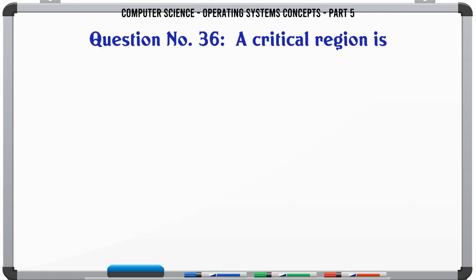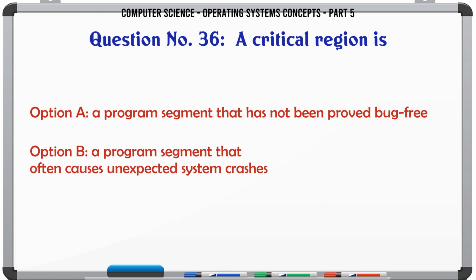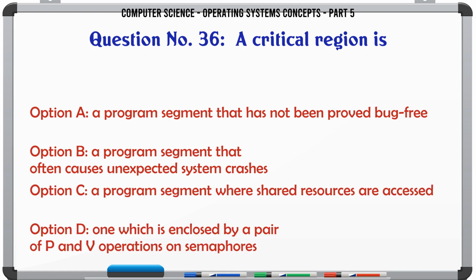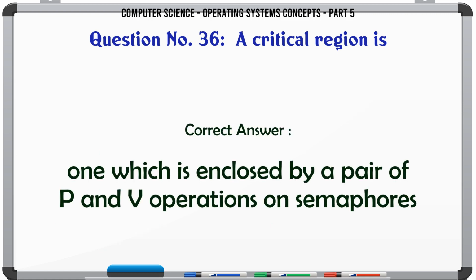A critical region is A. Program segment that has not been proved bug-free. B. A program segment that often causes unexpected system crashes. C. A program segment where shared resources are accessed. D. One which is enclosed by a pair of P and V operations on semaphores. The correct answer is one which is enclosed by a pair of P and V operations on semaphores.